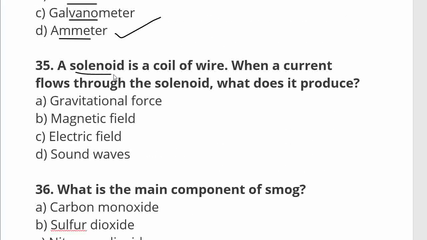Now the next question, a solenoid is a coil of wire. When current flows through the solenoid, what does it produce? Options are A, Gravitational force, B, Magnetic field, C, Electrical field, D, Sound waves. The right answer is option B, Magnetic field. A solenoid creates a magnetic field when an electrical current passes through it. This magnetic field is similar to the one produced by a bar magnet, with distinct north and south poles.